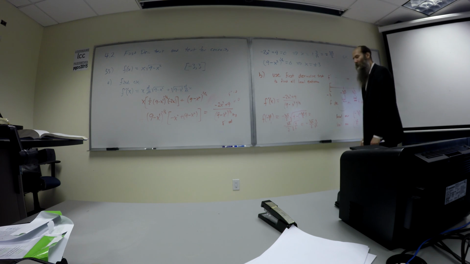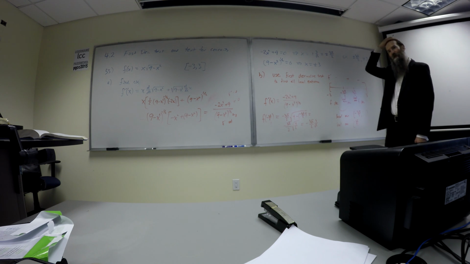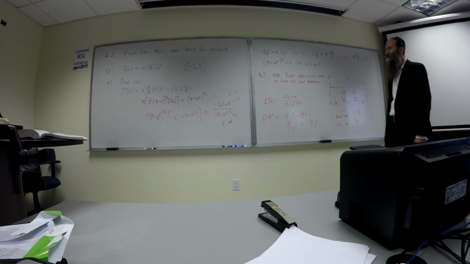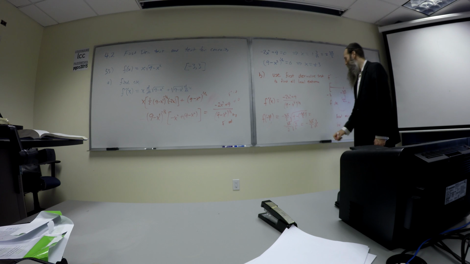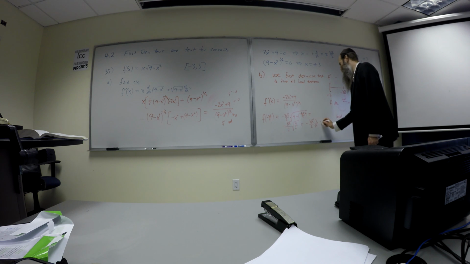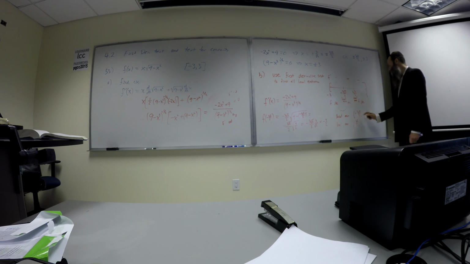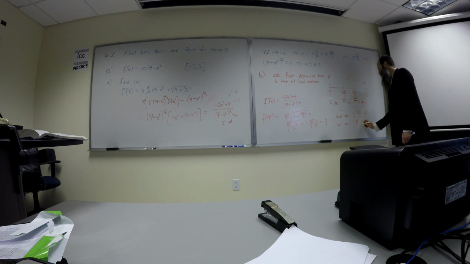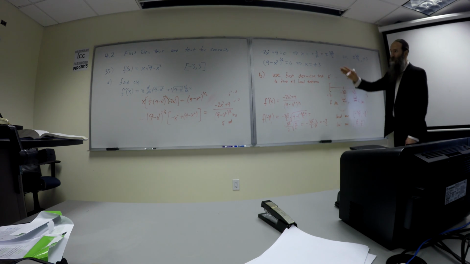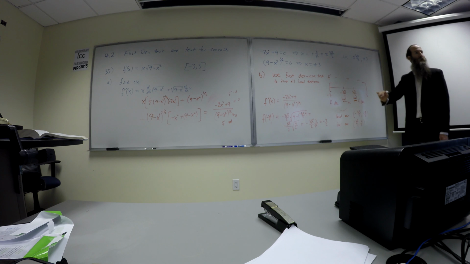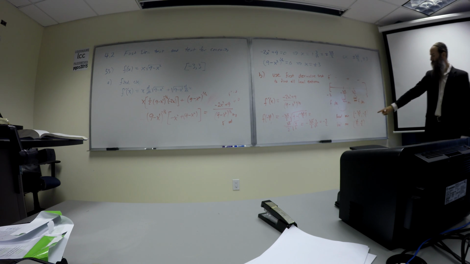Negative 9 halves. So this one yielded negative 9 halves. This one, the local max, yields positive 9 halves. Again, that's only because of the symmetry of this particular problem. Otherwise, we would plug in this one as well to find out the answer.